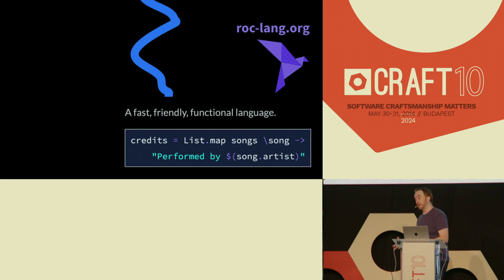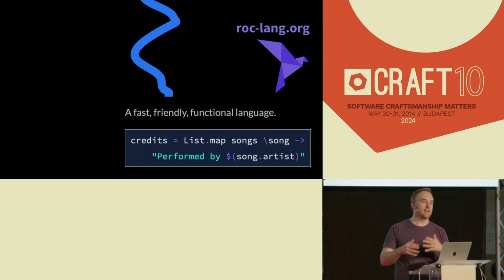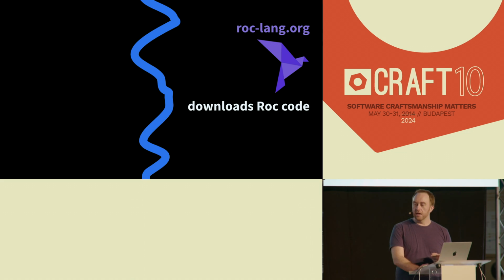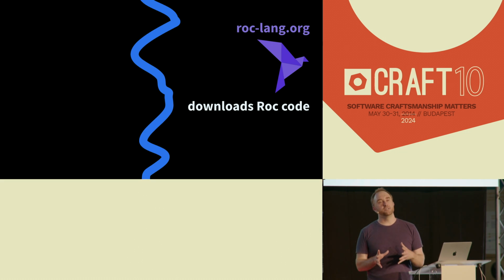So Rock does not compile to JavaScript. It compiles to either machine code or WebAssembly. And it's designed to be fast in terms of performance and compile times, friendly in terms of user friendliness, and of course, a functional language like Elm. Rock is a purely functional language. So the Rock package manager has a lot in common with the way that Elm does things.